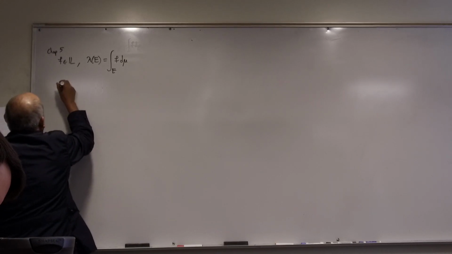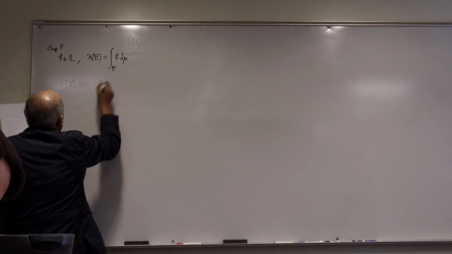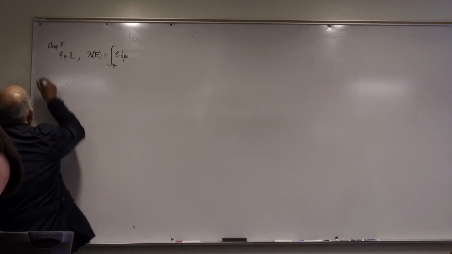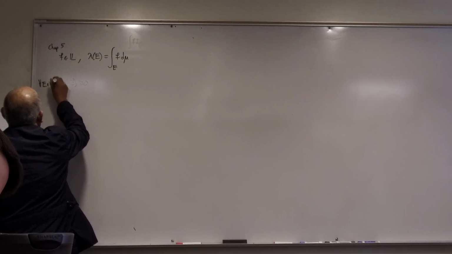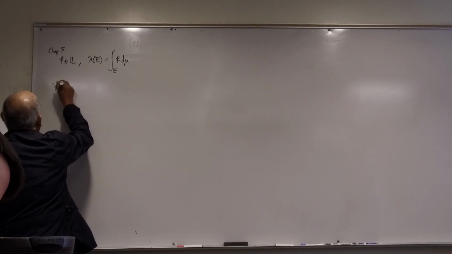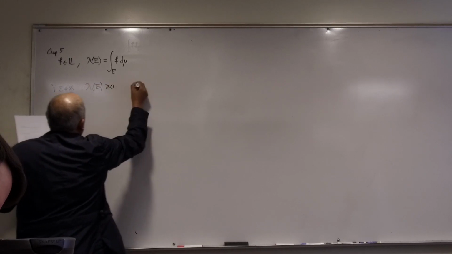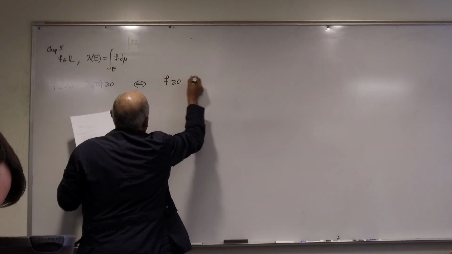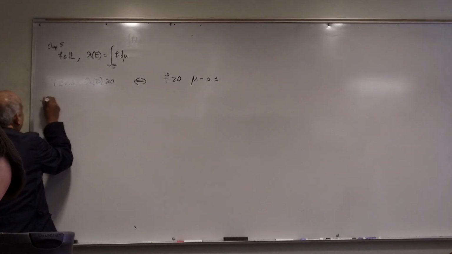So show that lambda of E is greater than or equal to 0, this is true for all E, so for all E in X, lambda of E is greater than or equal to 0 if and only if f is greater than or equal to 0 mu almost everywhere. So let's do one direction.